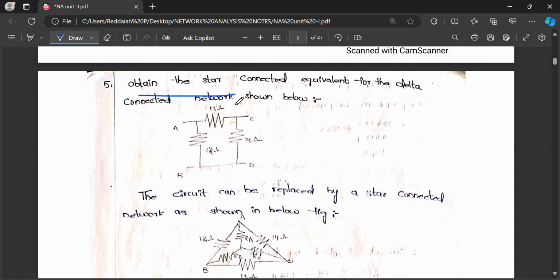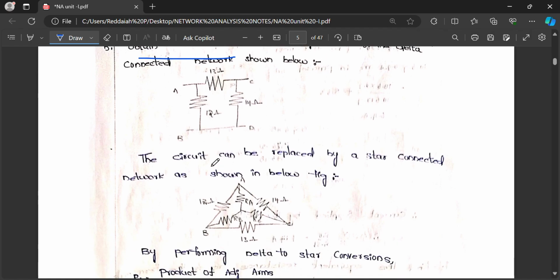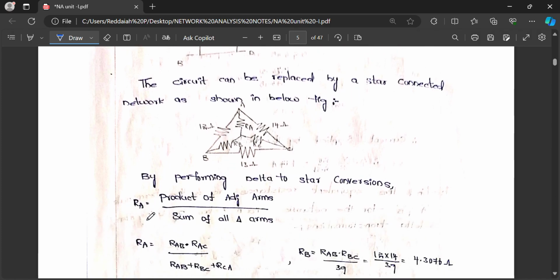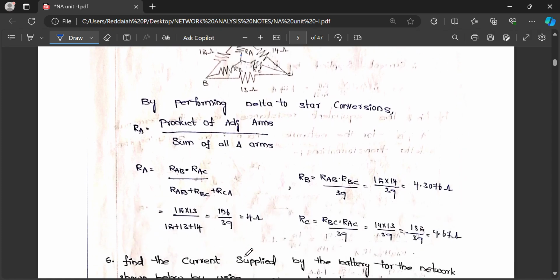Obtain the star equivalent resistances for this network. The circuit is like this. You can draw it like this also. After drawing the circuit, if you want RA, it is the product of adjacent terms divided by the sum of delta terms. You can write RA, RB, RC. You can calculate.